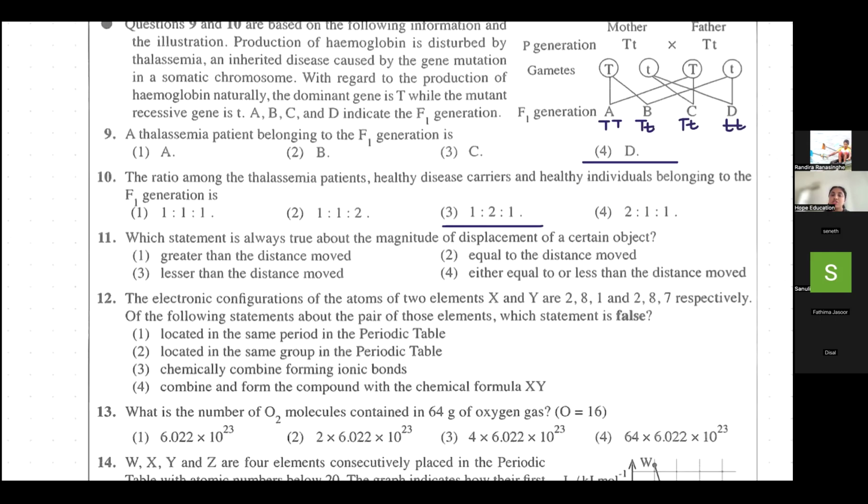Which statement is always true about the magnitude of displacement of a certain object? Can the displacement be greater than the distance?